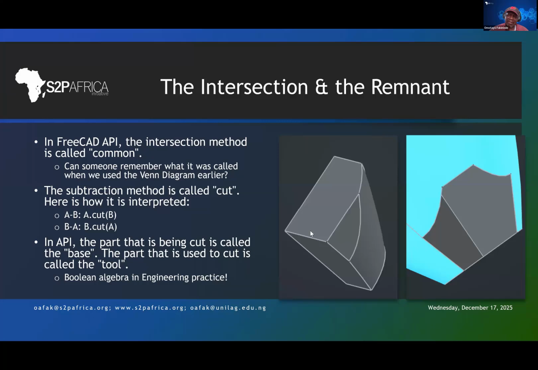Okay, so these are the results. The first one is the intersection, which is the common. The second one is the remnant. You should try this out and see these things yourself on your own computer.